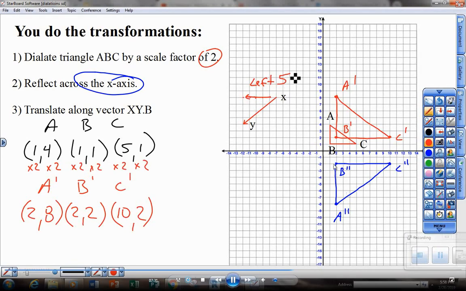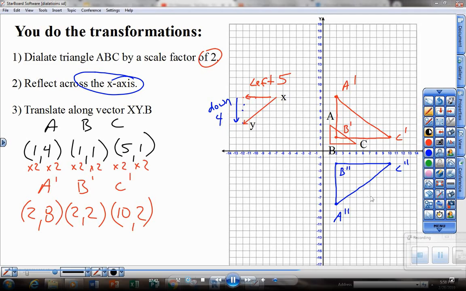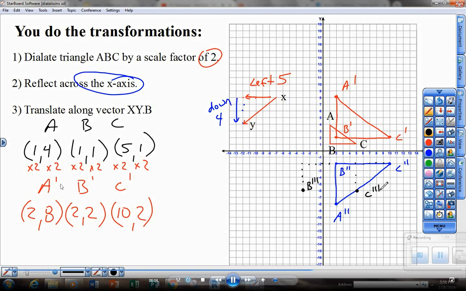So each point is going to go left 5, down 4. The third word is over. So each point, left 5, down 4.